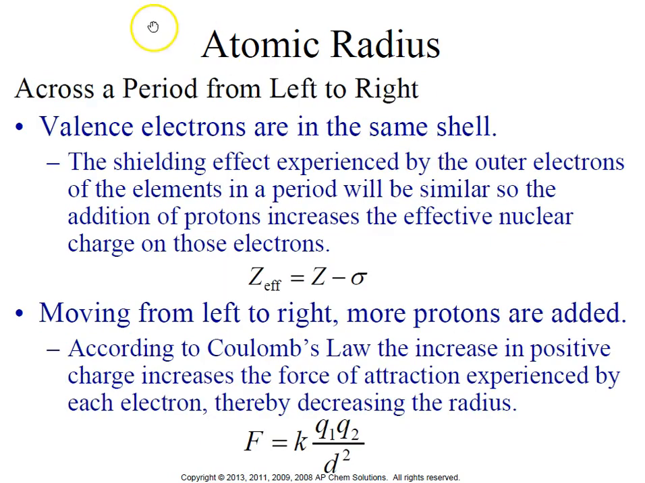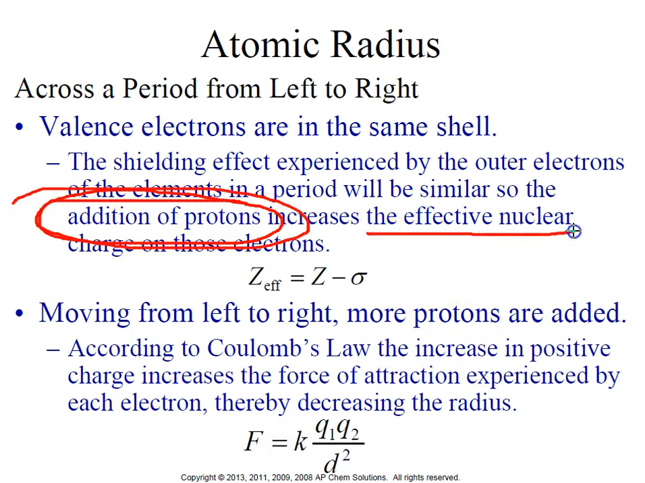All right, now across from left to right. Why do they get smaller as you move from left to right? If we look at all the numbers on the periodic table, when you move left to right, all the numbers are getting bigger. The atomic number is getting bigger, the mass is getting bigger, so how's the atom getting smaller? Here's our explanation. The valence electrons are still in the same shell. So their shielding effect from those inner shells is going to be similar. However, we got more protons in the center, so we're going to have a greater effective nuclear charge.